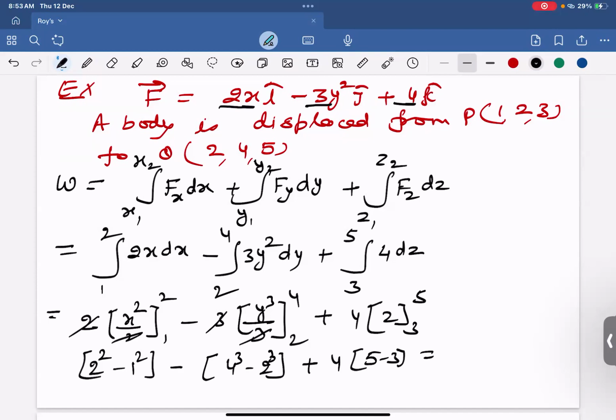This is 4 minus 1, 3. So I'll write here 3, minus sign here. This is 64, 4 cube minus 2 cube, 8. 64 minus 8 is 56. 5 minus 3 is 2. 2 into 4 is 8. So 8 plus 3, 11 minus 56. I think it will be negative 45 joule.